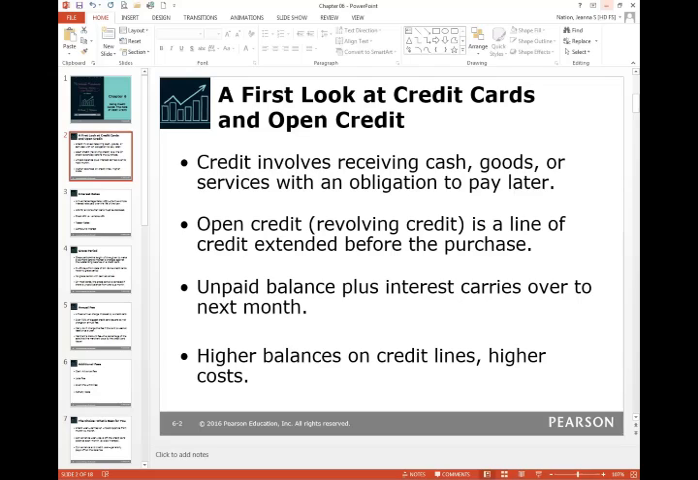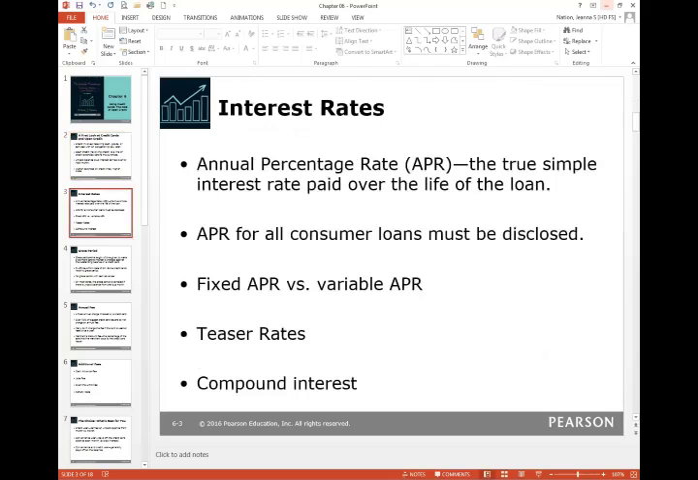With any type of debt or credit, any unpaid balance at the end of the month is what accrues interest, and then that carries over to the next month. So you only pay interest on what's carried over. Higher balances on credit lines equal higher costs, because the interest rates are typically going to be higher since it's more risky for the creditor to issue that much credit. The overall interest rates are generally stated as an APR, annual percentage rate, the true simple interest paid over the life of the loan. Just know that there can be compound interest on this if you're not paying the balance off in full every month.